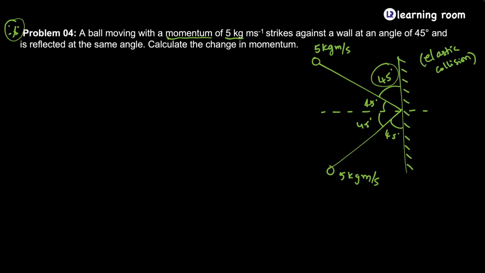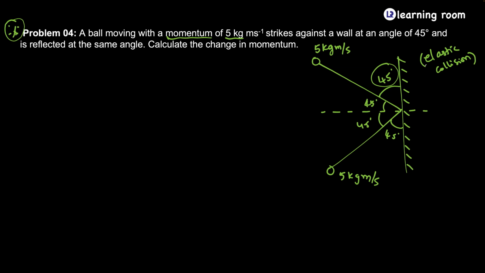What do you think is the answer going to be? So here the momentum is 5 kilogram meter per second. Here also it is 5 kilogram meter per second. So what should the answer be? Change in momentum is final minus initial. So what should be the answer? It should be 0. But that's where the mistake is there again.